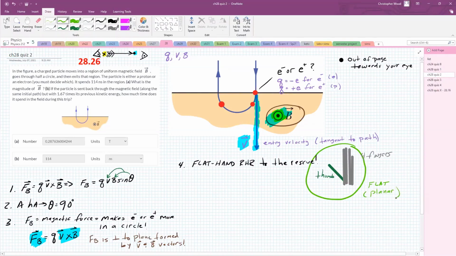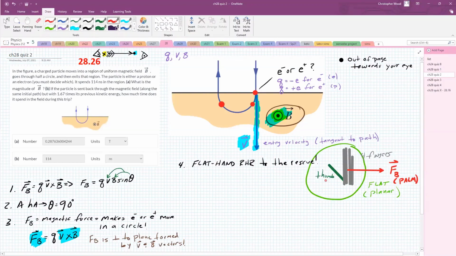Okay, so that's the whole setup. Here's my 4 fingers. Here's my thumb. Your palm points in the direction of the magnetic force. So when you do that, the direction of your palm is indicating the direction of the magnetic force. This is F subscript B. This is your palm direction, not the back of your hand, but your palm.